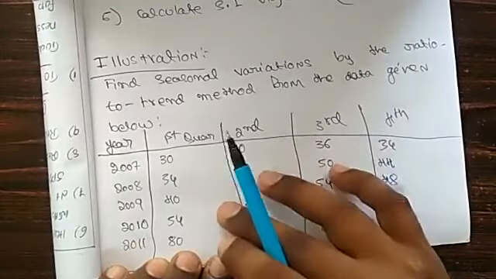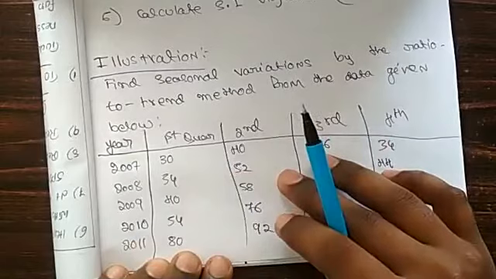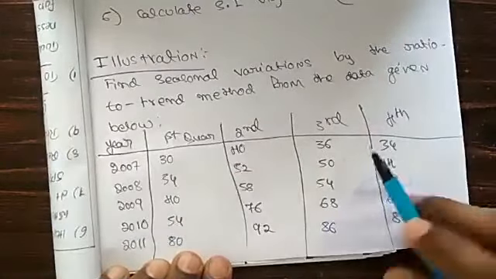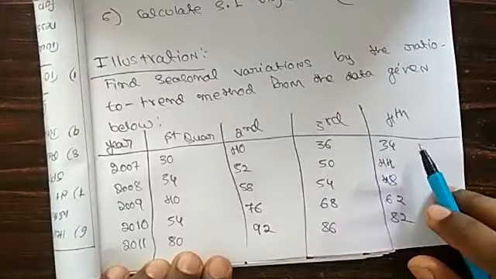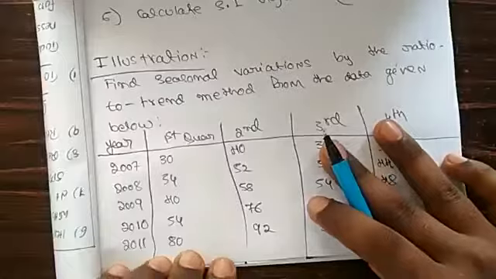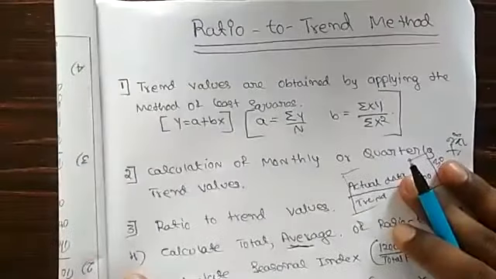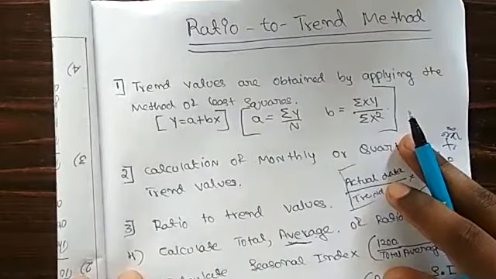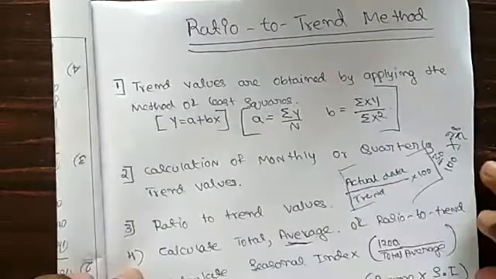So for this you need to find out the seasonal index values for each quarter by using the ratio to trend method. So how to do this? See the steps, we'll go stepwise. The first one is you have to find out trend values under the least square method.